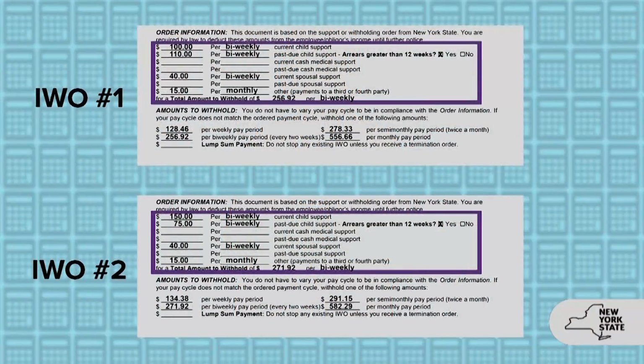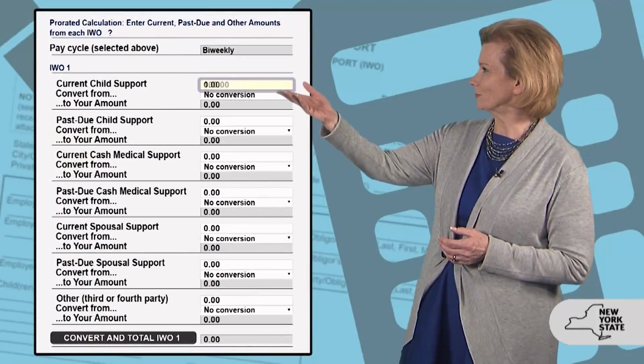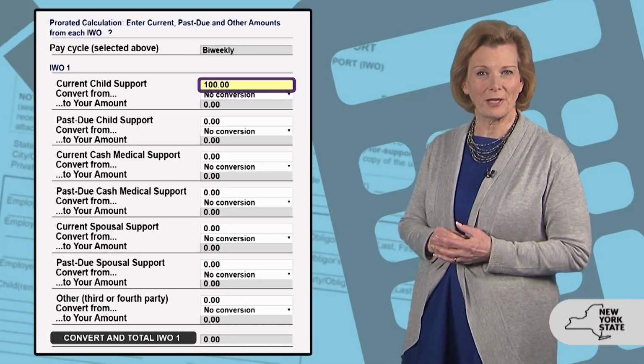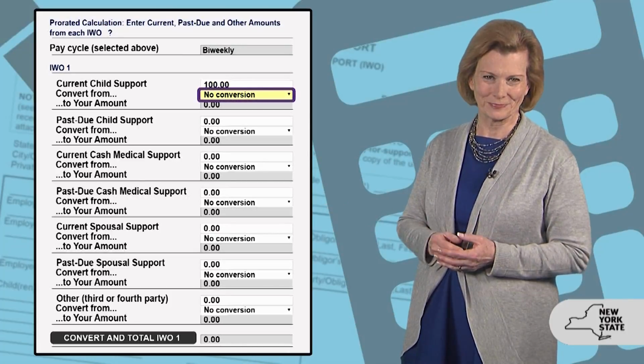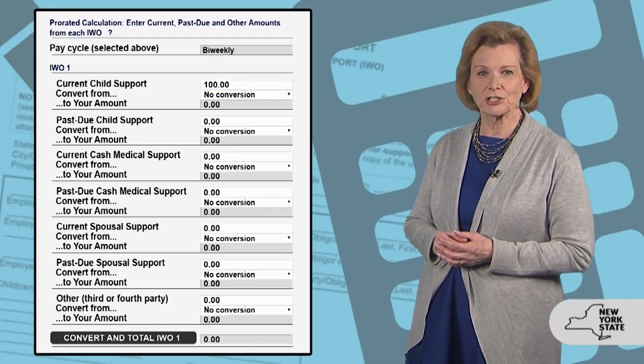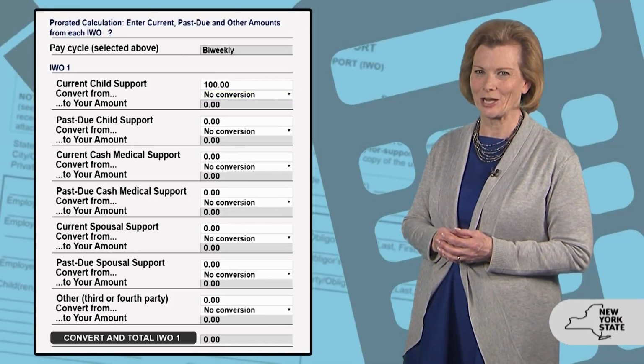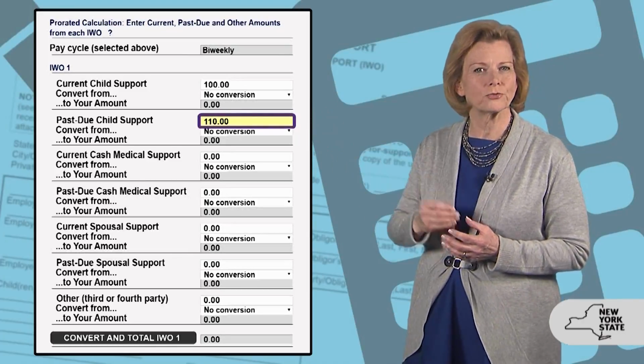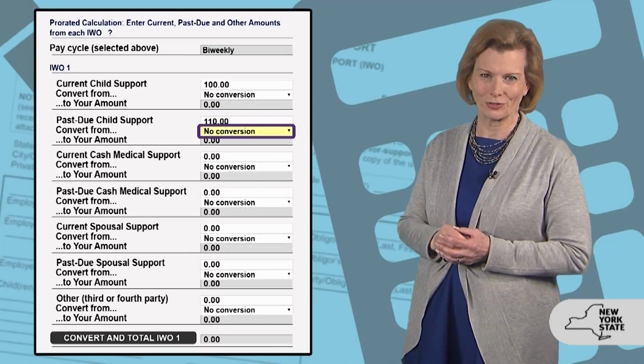Now, we'll need to enter information from the Order Information section of each IWO. On the first IWO, begin with Current Child Support. In our scenario, the order requires $100 biweekly. Enter that amount into the calculator. Since the payment frequency matches the biweekly pay cycle, we do not need to convert it. Next, enter the remaining IWO1 order information into the calculator. In this case, the past due child support requires $110 biweekly. No need for conversion.